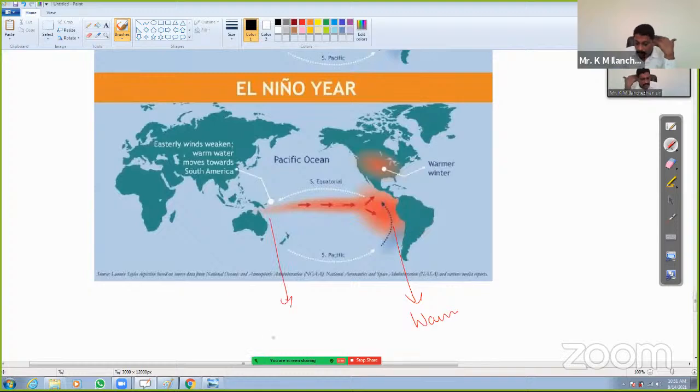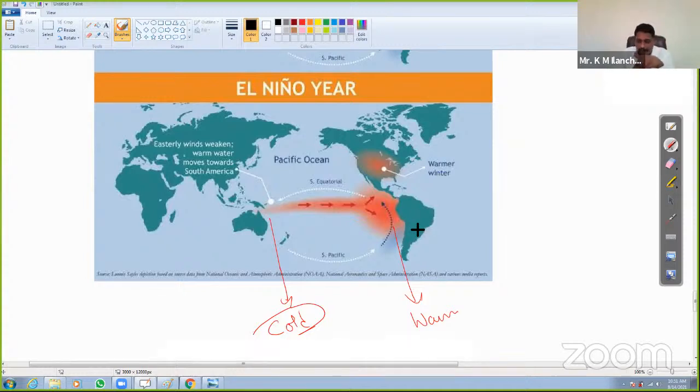Comparatively, the Australian coast will become cold. So when I talk about the Peruvian coast becoming warmer, you will have the establishment of low pressure over the American land and comparatively high pressure over the Australian region. It means when this situation occurs, the trade wind will become weak, because I cannot have a wind which moves from low pressure to high pressure.